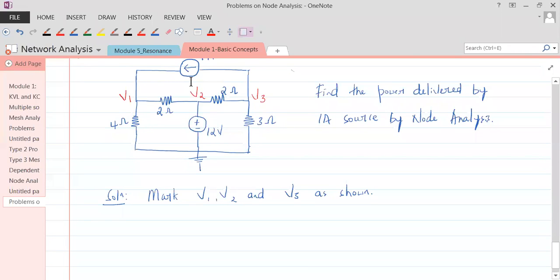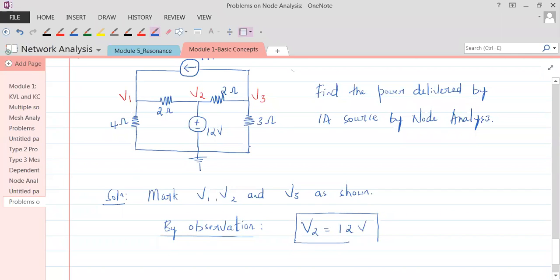So how to say that? It is just by observation we can say that. So by observation, what's happening here? We can know that our V2 is plus 12 volts. So this is one finding just by observation.